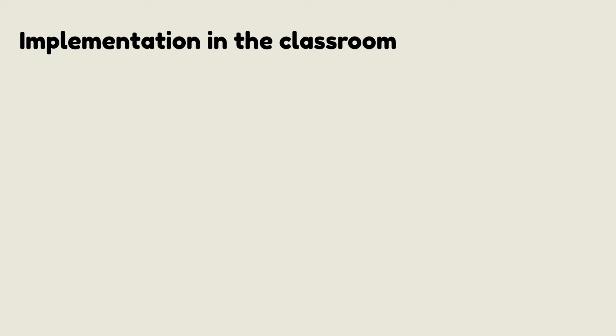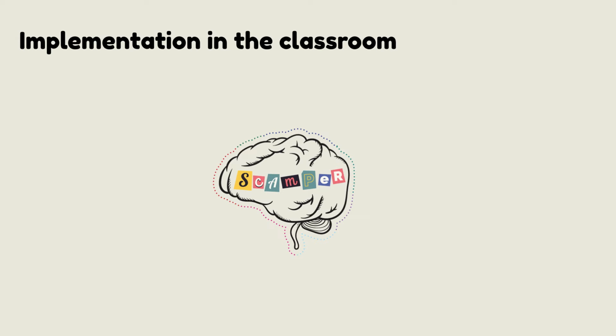Implementation in the classroom. According to the English dictionary, Scamper means to run with quick light steps, especially through fear or excitement. The acronym stands for an educational technique covering 7 steps, as developed by Eberle in 1977. But let's look at the letters which make up the acronym. S stands for substitute. Think about substituting parts of the product or process for something else.